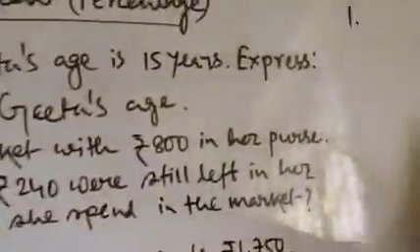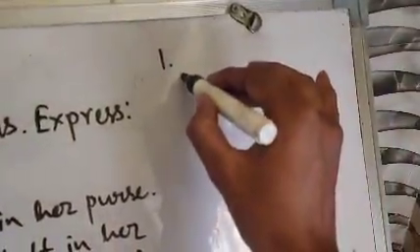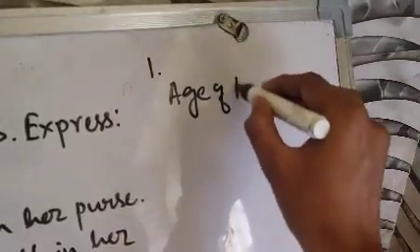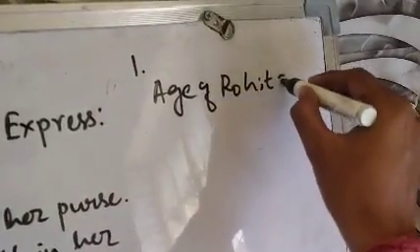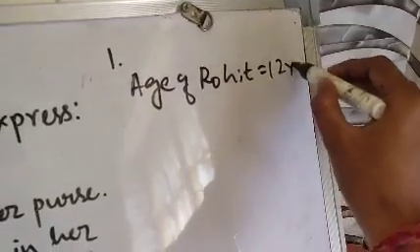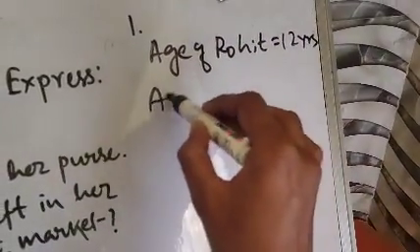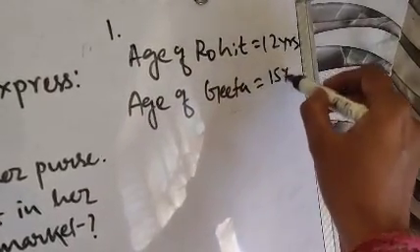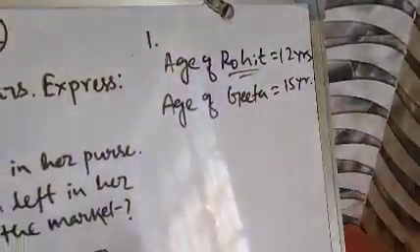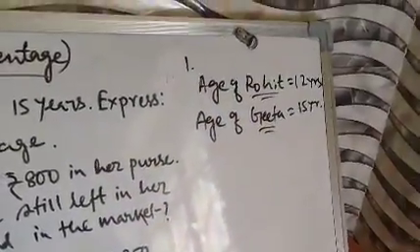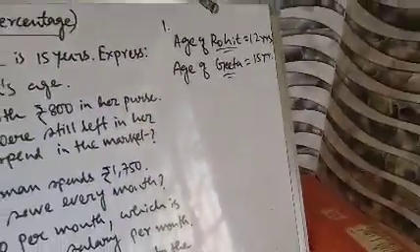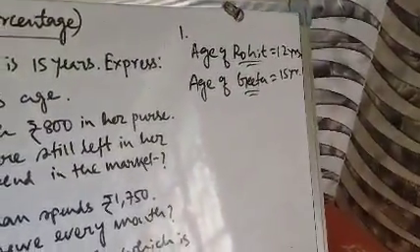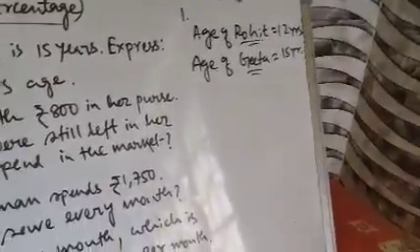So let's write the ages of both the persons. Age of Rohit is given as 12 years and age of Geeta equals 15 years. So we have to find out the age of Rohit with respect to Geeta's age. As we are finding the age of Rohit, Rohit will be in the numerator, and with respect to Geeta we have to find, so Geeta will be in the denominator. Multiply by 100 as we are calculating the age in percent form.